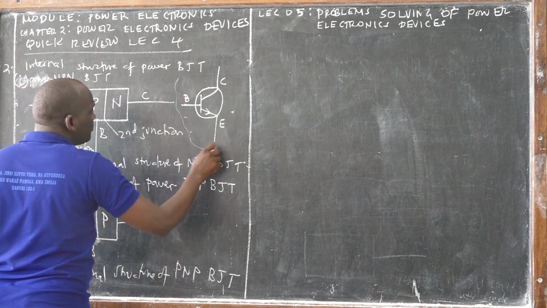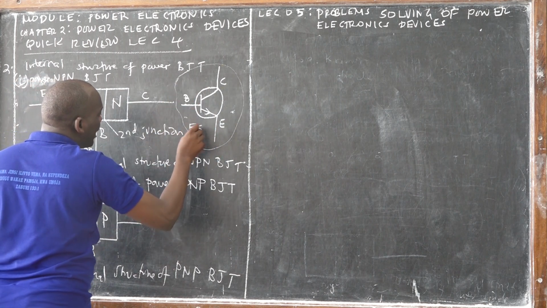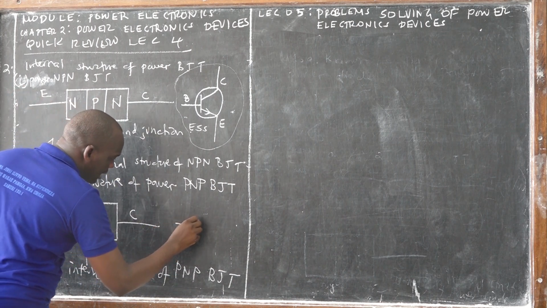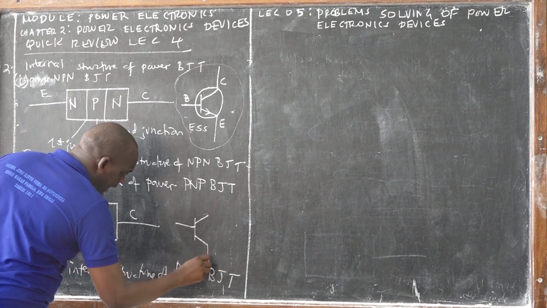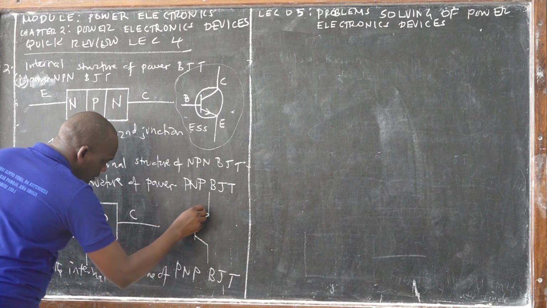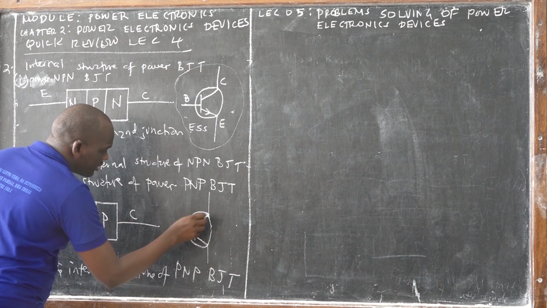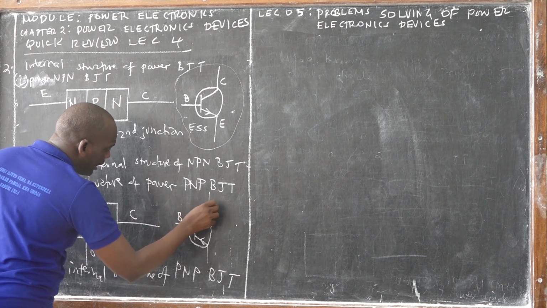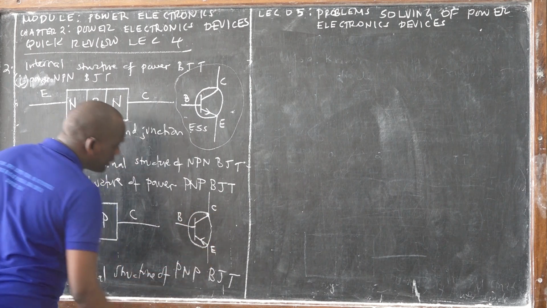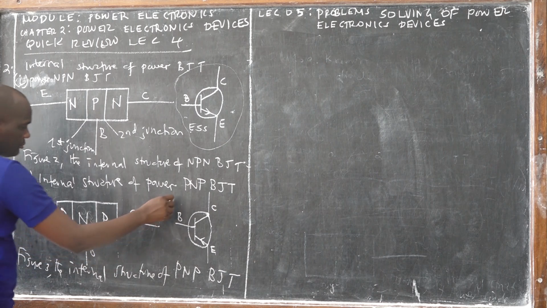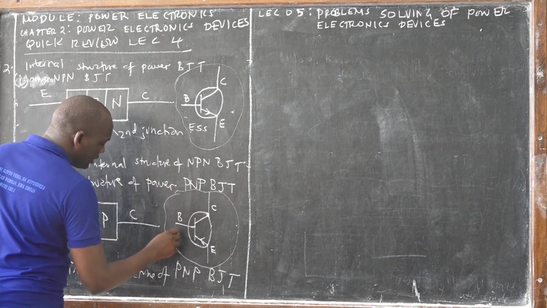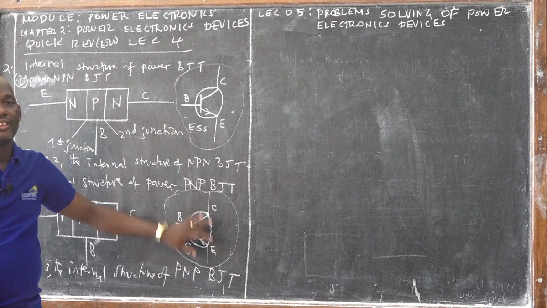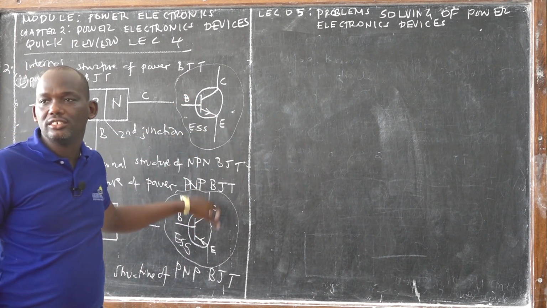So this is the electronics schematic symbol. And for this one, it's vice versa. It just means the directions of current reverse. This is the schematic symbol, just to differentiate the structure and this schematic symbol. So this is base, this is collector, this is emitter. Electronics schematic symbol. Do you see the difference? Just the directions of current.